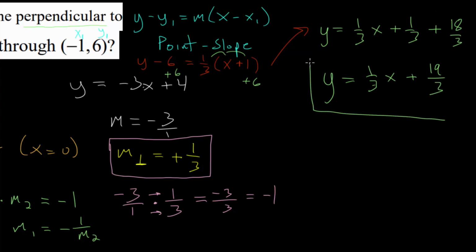So this right here will be the equation of the line that's perpendicular to the line that we were given and that passes through this point. And you can see it does pass through this point if you actually plug in the value of -1 for x and 6 for y. This will simplify to something that is in fact true.